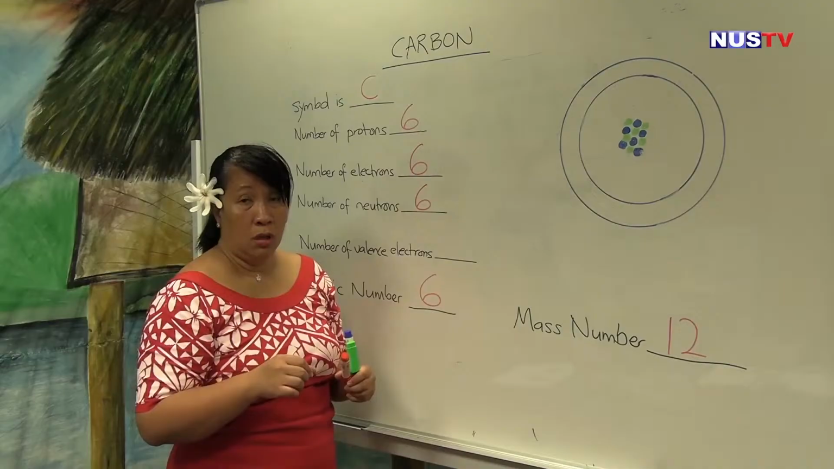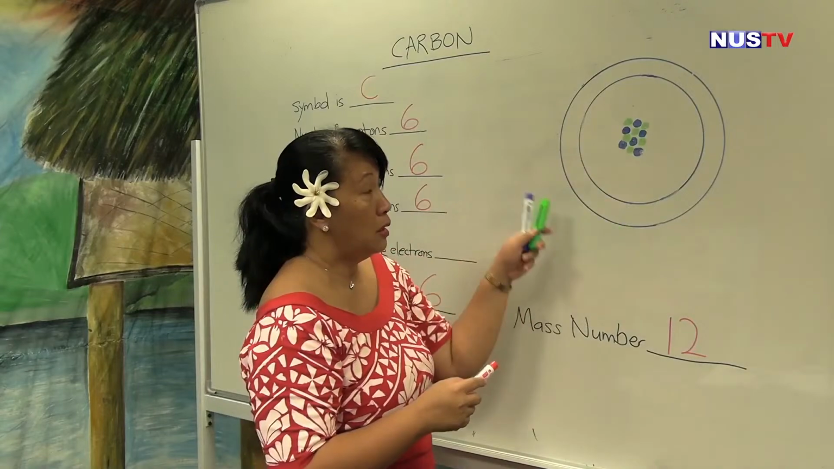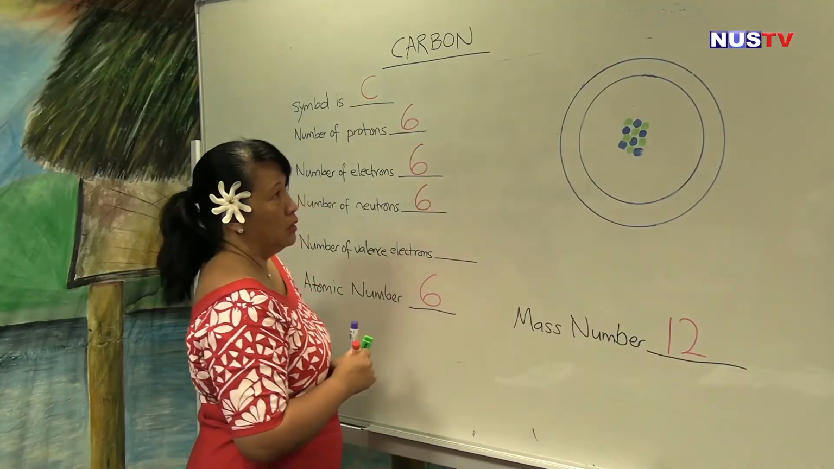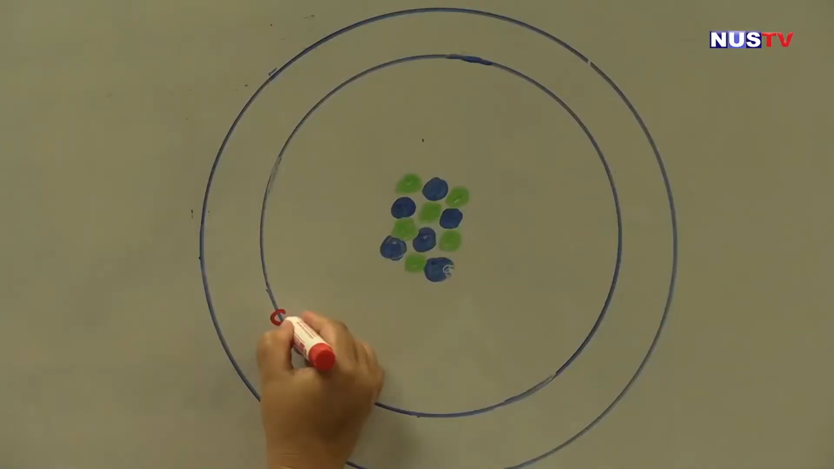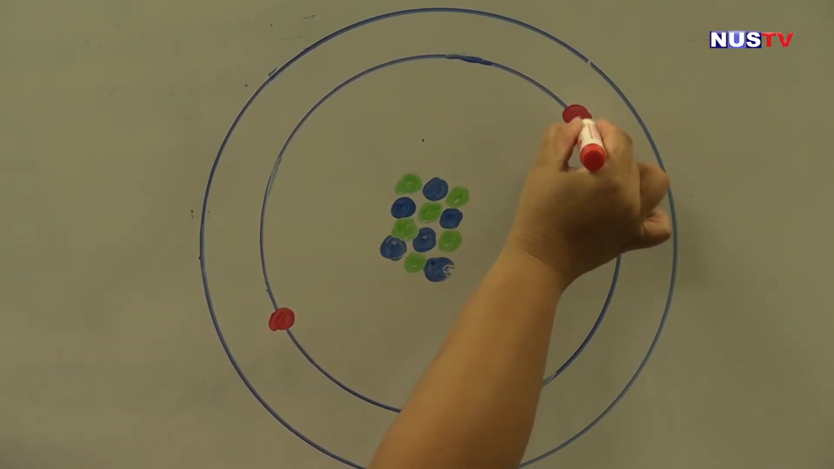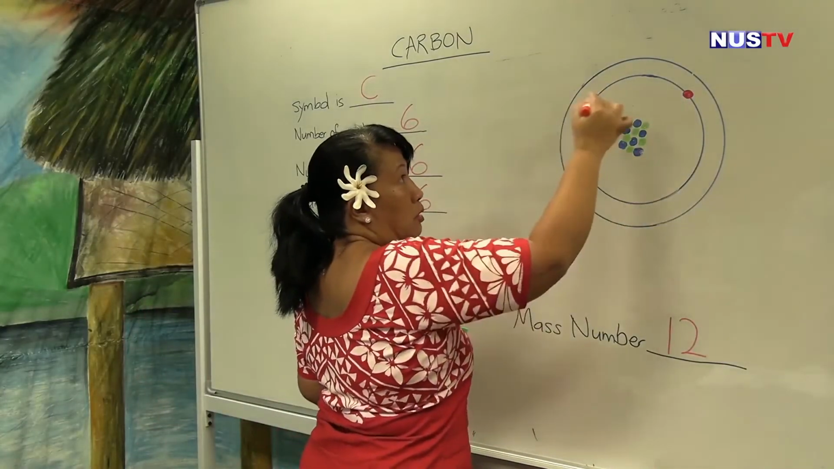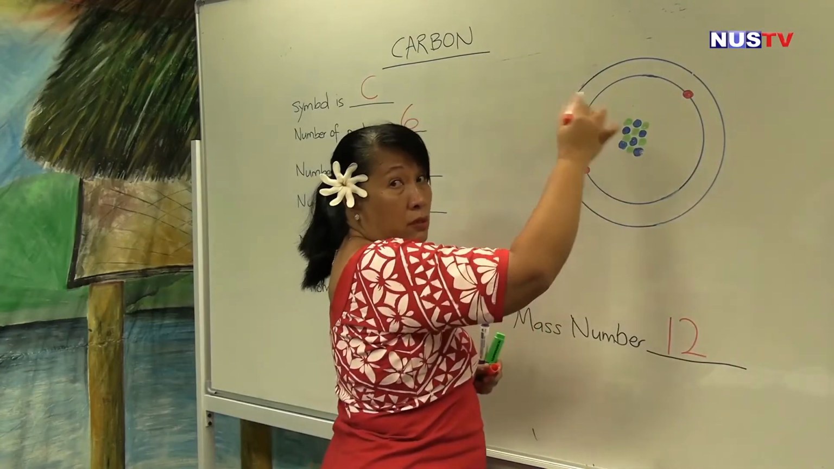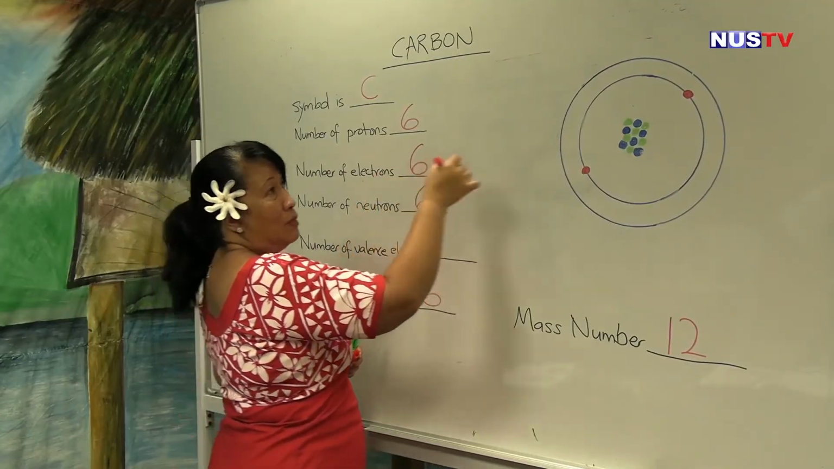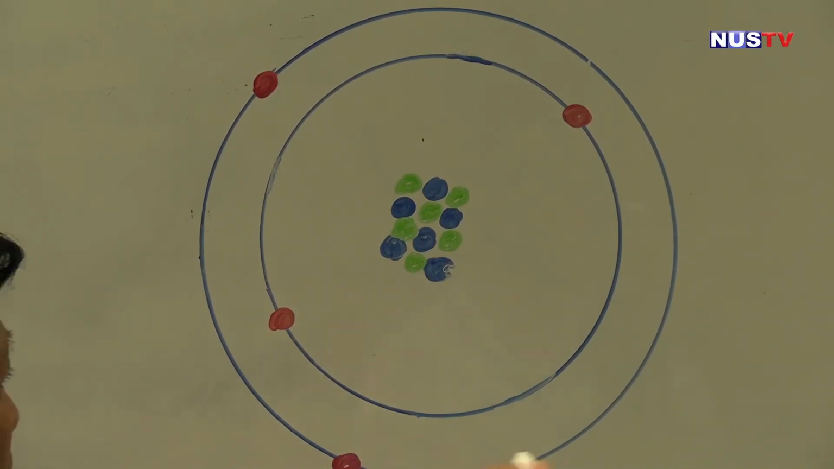Now remember the rule, you can only fill in the inner shell, the one inside, with two electrons. Okay? So if only two are in the inner shell, how many should go in the outer shell? It's supposed to be 6, so that means 4 of them should be in the outer shell.